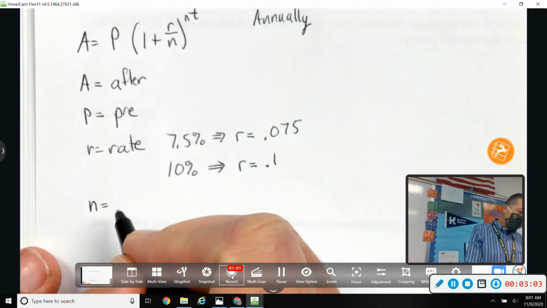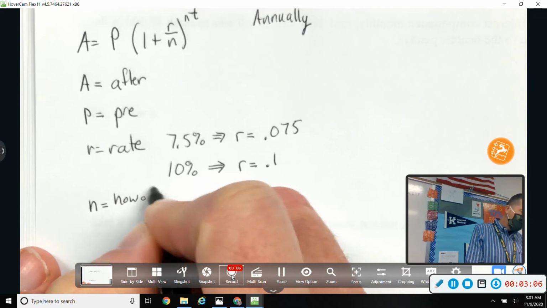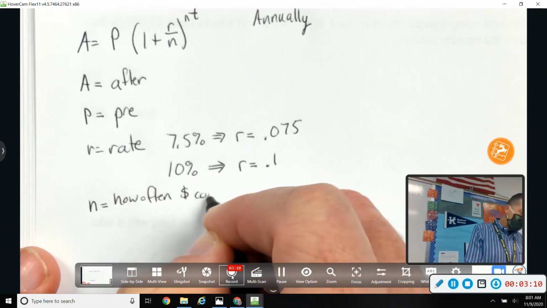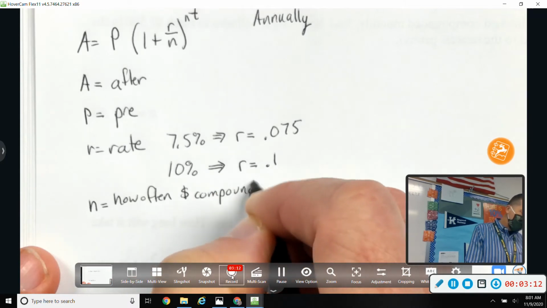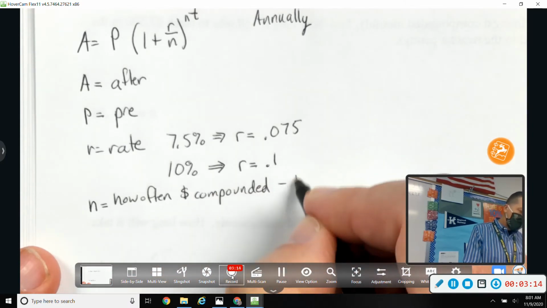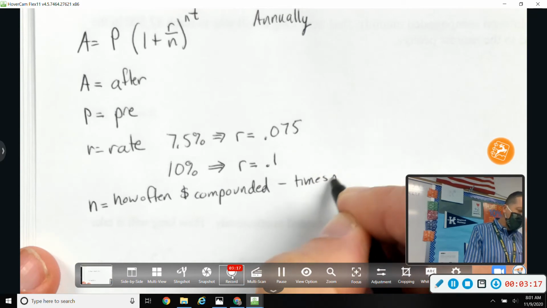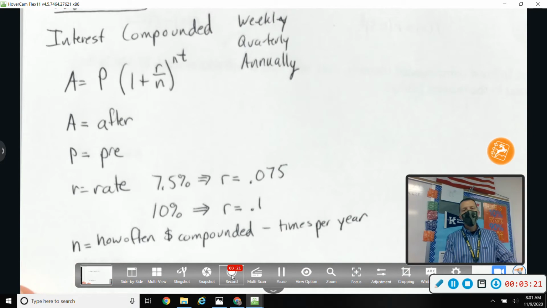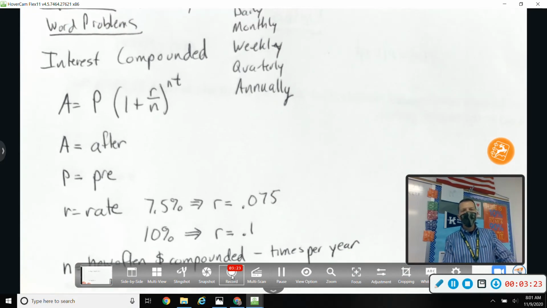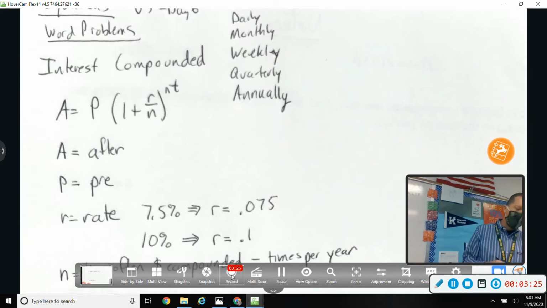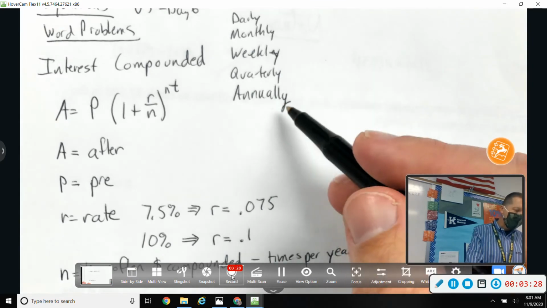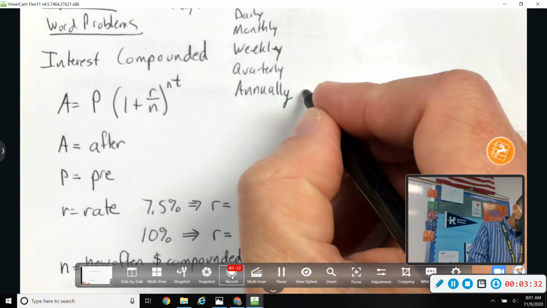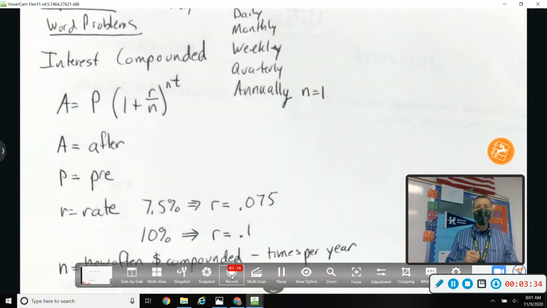N is how often your money is compounded. The number of times per year that your money is compounded. So let's go back up to what we wrote earlier. Daily, monthly, weekly, quarterly, annually. There may be others, but we'll stick with those. So annually means N would be 1. It's compounded once a year.